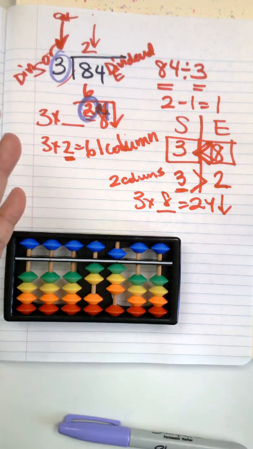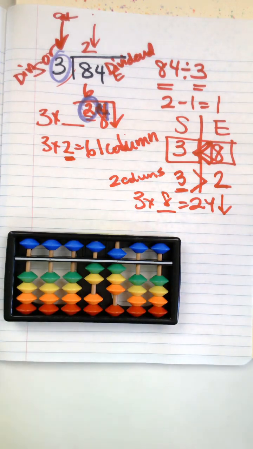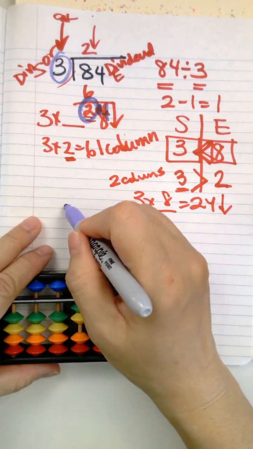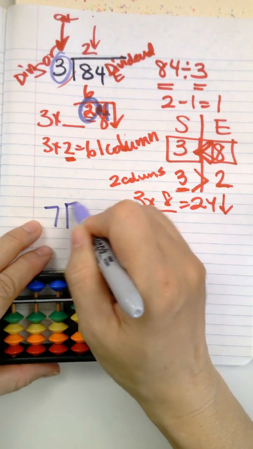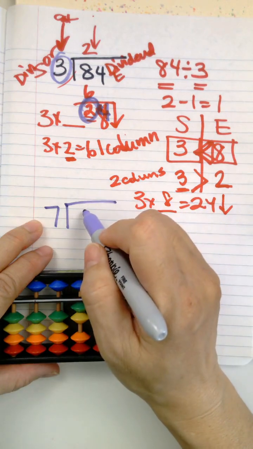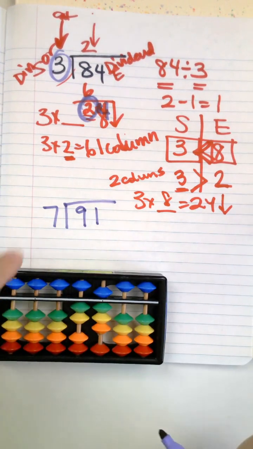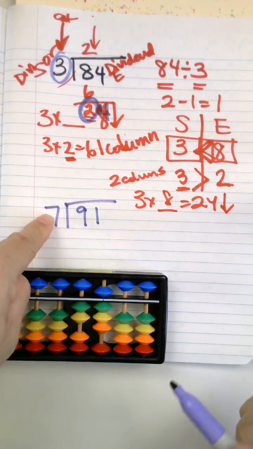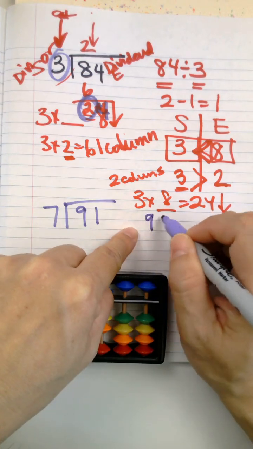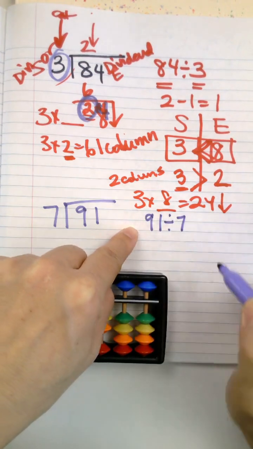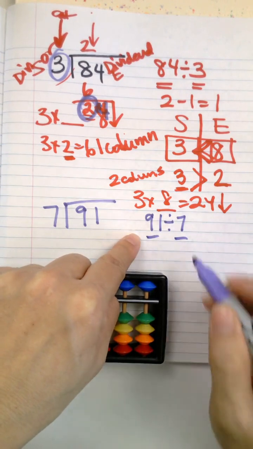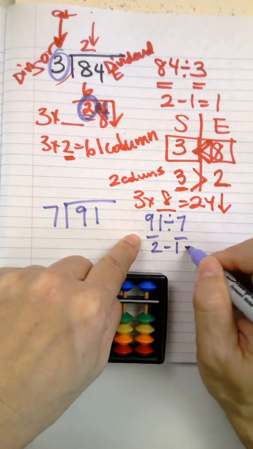But again, if you notice, we don't memorize our doubles. We don't memorize anything higher than 9. Okay, what are we going to do? Let's do this one: 91 divided by 7. When we rewrite it, it could be 91, divide that by 7. So again, what is our starting point? We have 2 minus 1 is equal to 1.